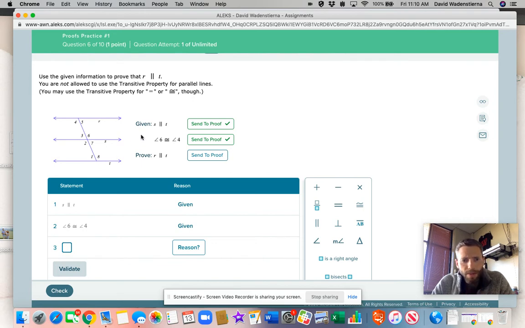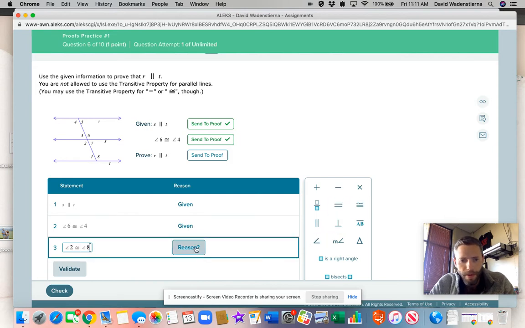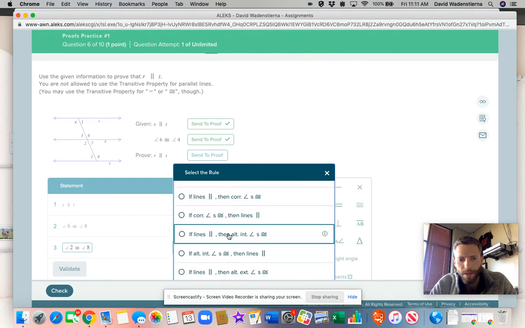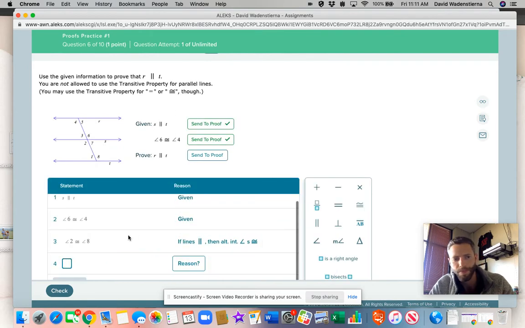So if I'm trying to prove R and T are parallel, I may want to say something. Let's see, what do I know based on S and T being parallel? Well, I know quite a bit. I know 2 and 8 are alternate interior angles, or 1 and 7. Let's go with angles 2 and 8. Angle 2 is congruent to angle 8, alternate interior angles. The lines are parallel. There we go.